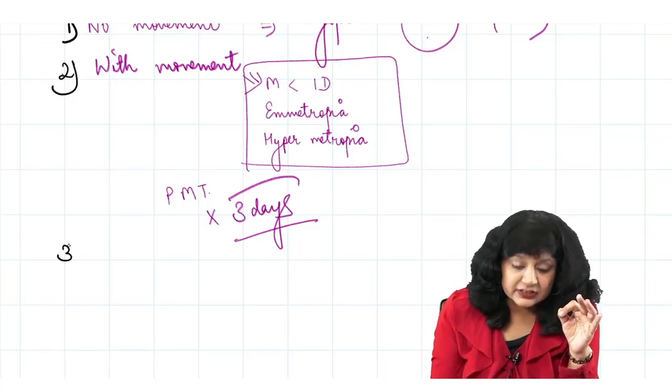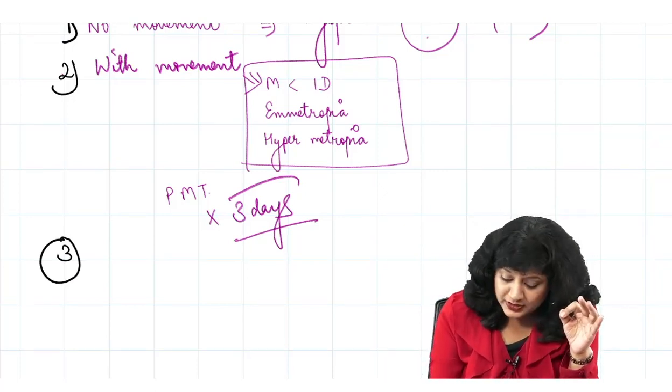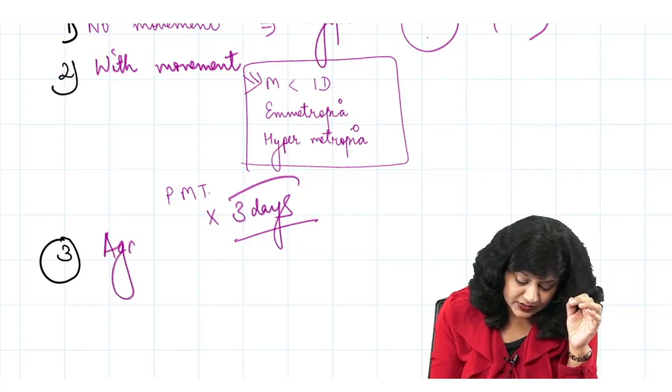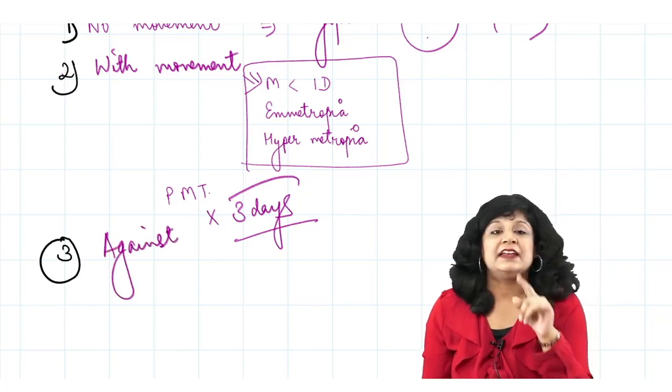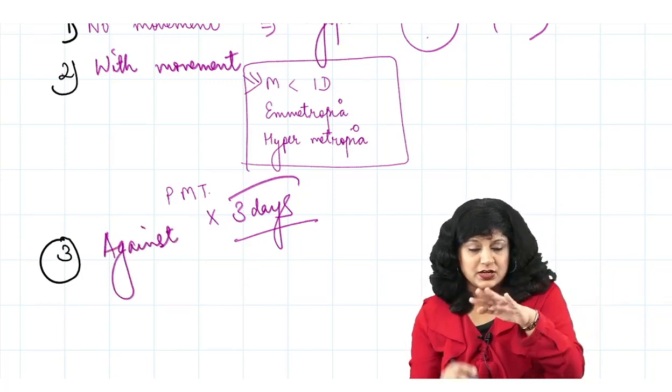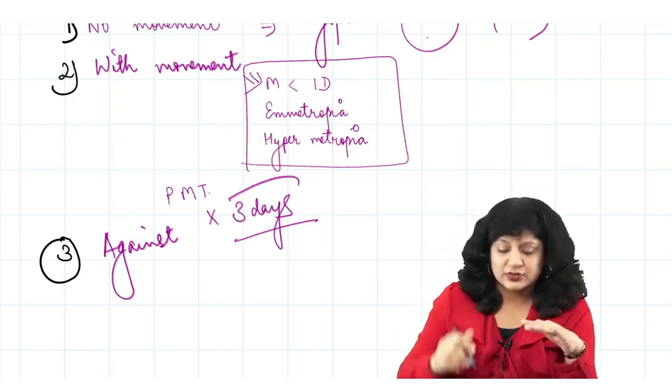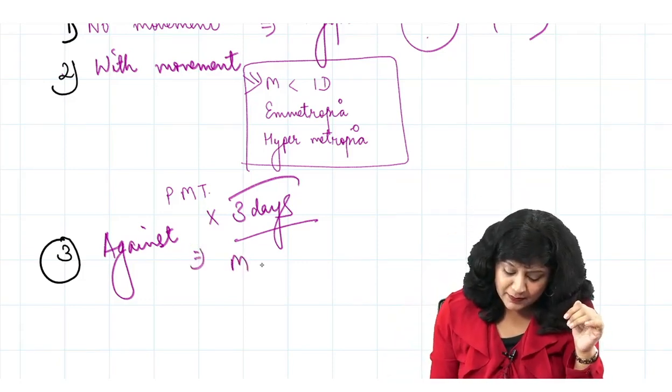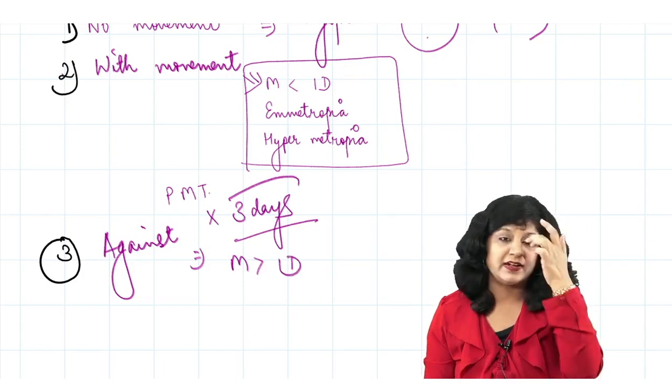While the third option is that it is going against. So if -1 was the neutral, and you are going against it, that means this patient is having myopia which is more than 1 diopter.